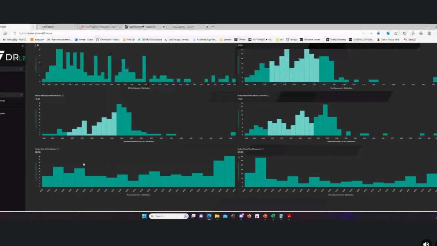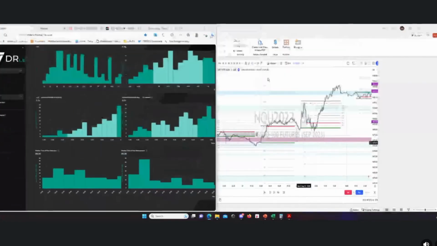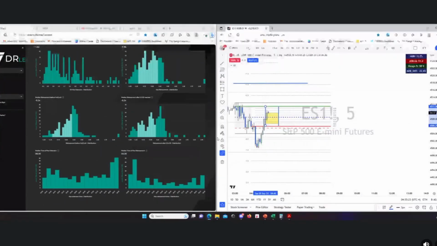let's look at the extension time now. Yeah, the max retracements are going to fall off. There we go. That's better.